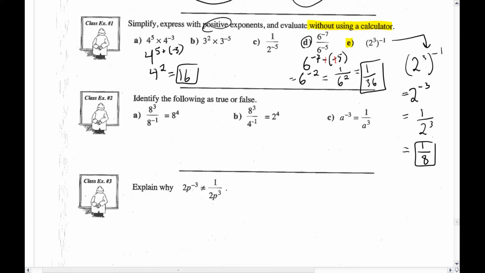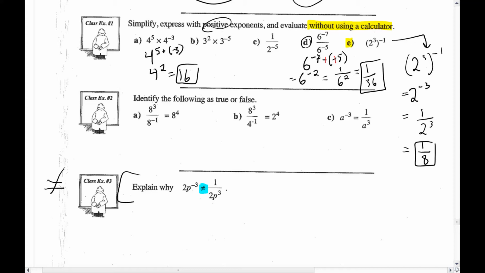Okay, I want to go over this example right here. Explain why 2p to the power of negative 3 does not equal 1 over 2p to the power of positive 3. This is a does not equal sign. Hopefully you've seen that before, but if you haven't, it's an equal sign with a cross through it. It means does not equal. Why doesn't that equal? It seems to make sense.